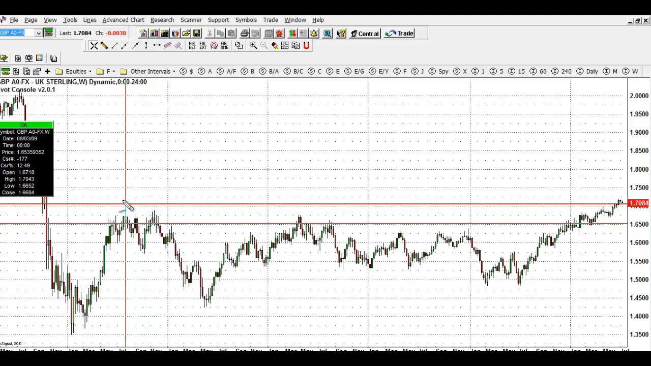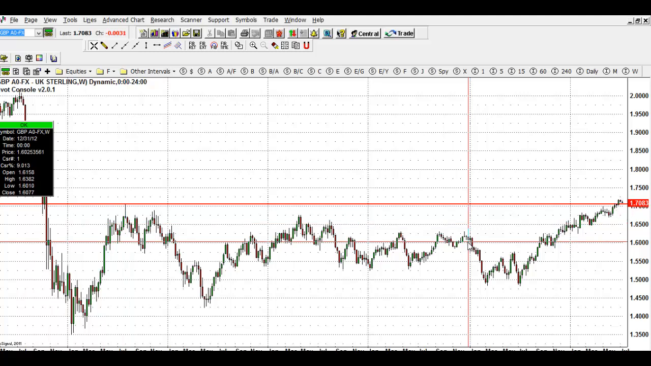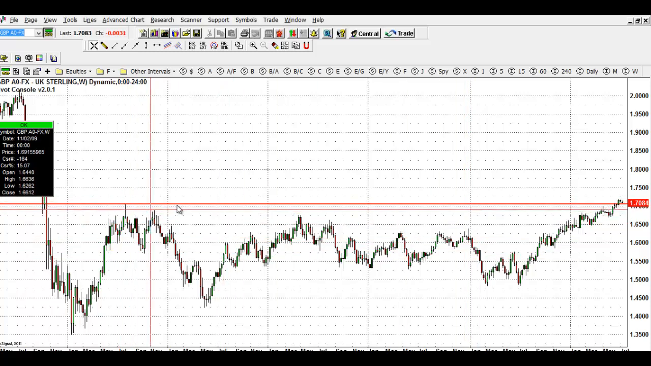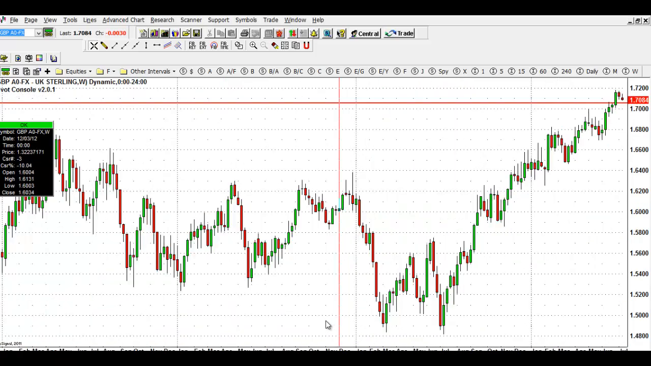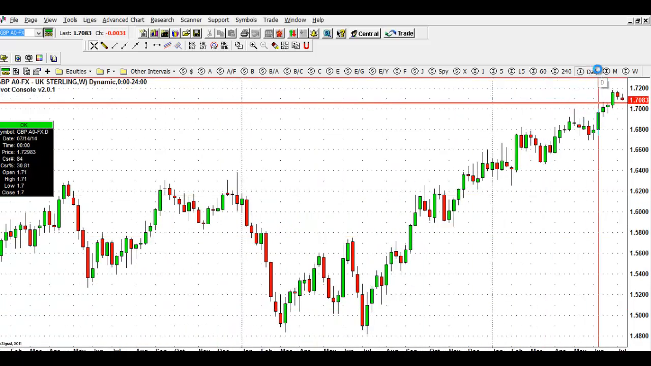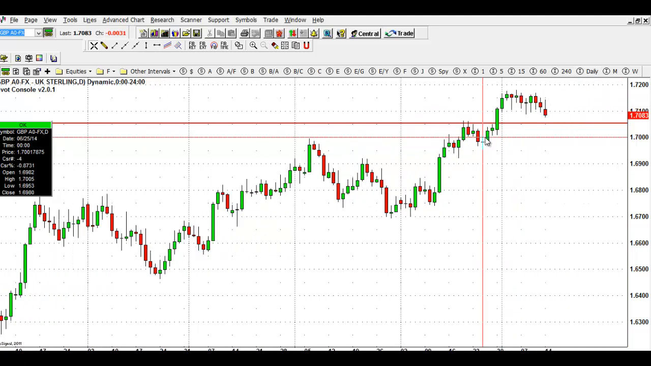This is a weekly chart of the British pound. We had a swing high here, and the market eventually closed above this swing high 2 weeks ago. So this area is an area of resistance. So what normally happens when you have an area of resistance is that the market comes back to test that area, because support then becomes resistance. So the market may test this area, this red line here, and continue upwards.